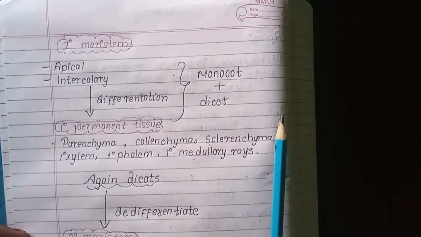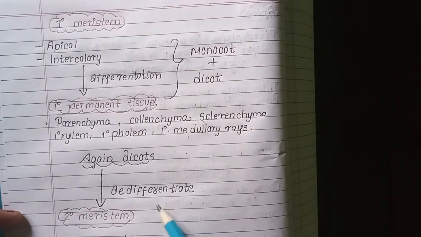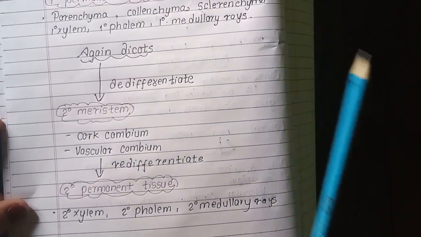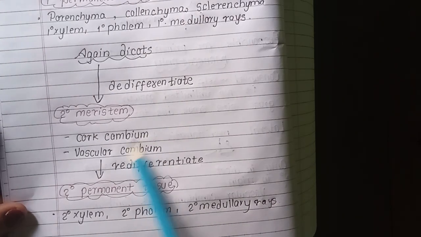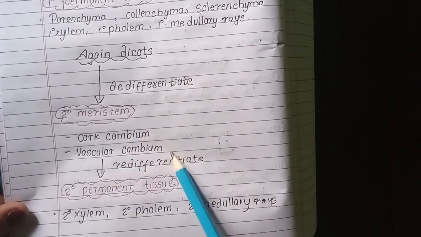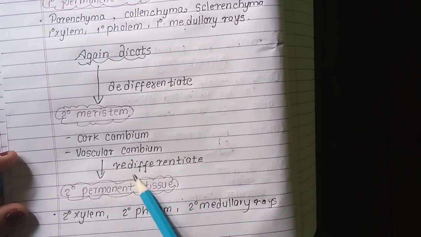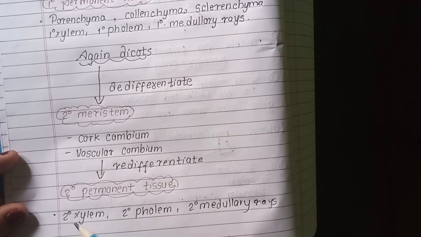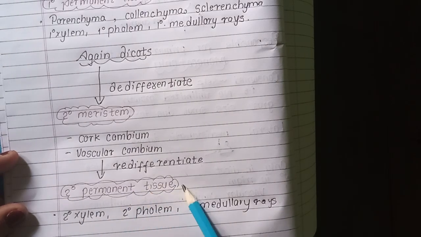Again, dicots differentiate into secondary meristem and form procambium and vascular cambium. Again, it re-differentiates and forms secondary permanent tissue.